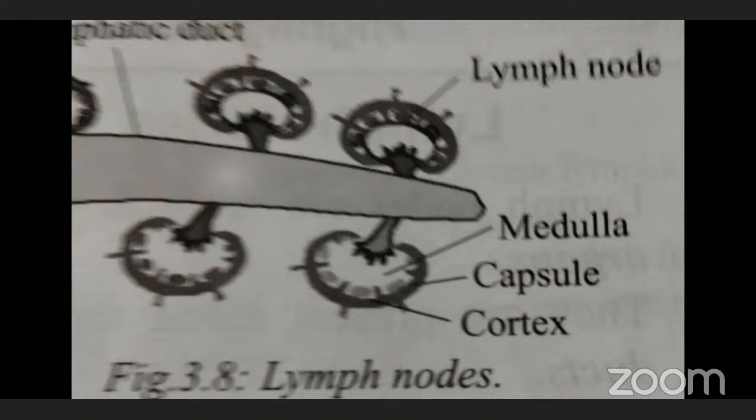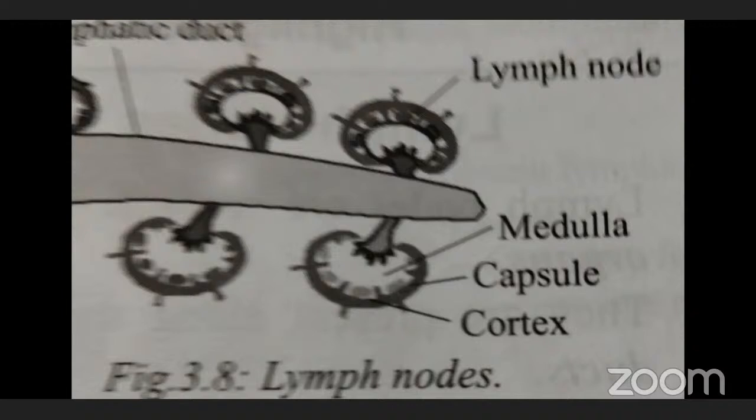Each lymph node is made up of three regions. What are they? The cortex is present in the outermost part. The outermost structure is called the cortex, the middle is the paracortex, and the inner is called the medulla.